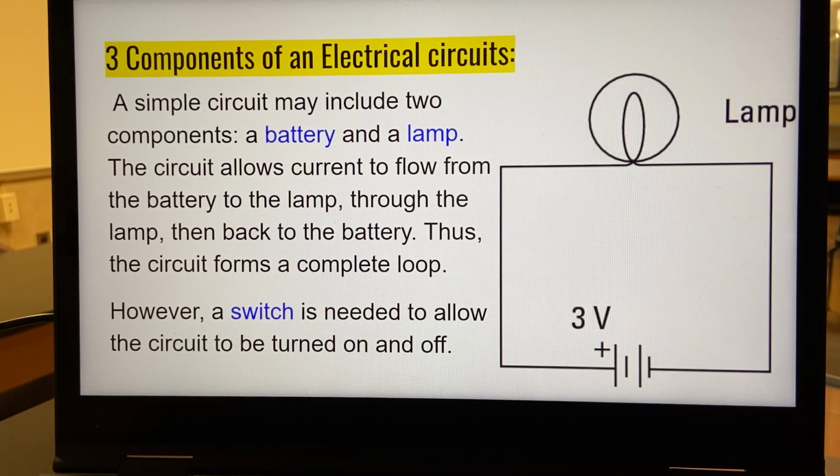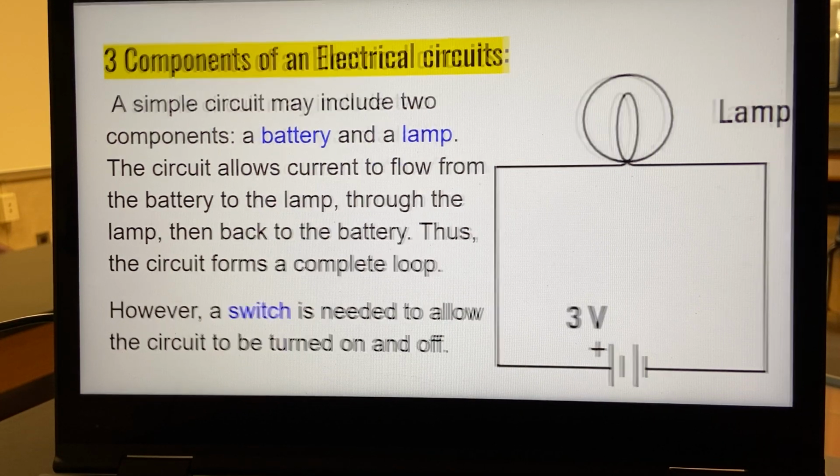There are three components of an electrical circuit, but sometimes you can have a simple electric circuit with just a battery and a lamp, as in the schematic on the right-hand side. The battery allows the current to flow from the battery to the lamp, through the lamp, and then back to the battery, thus making a complete loop. However, you would need a switch to turn it on and off, otherwise it would just stay on.